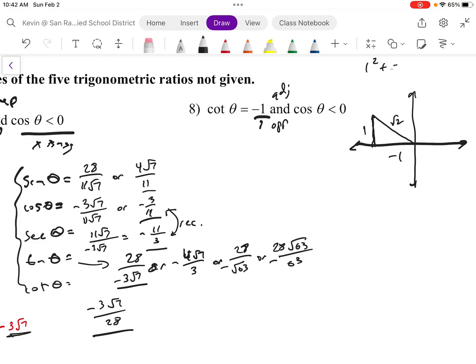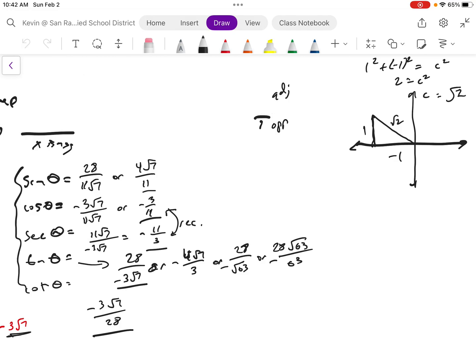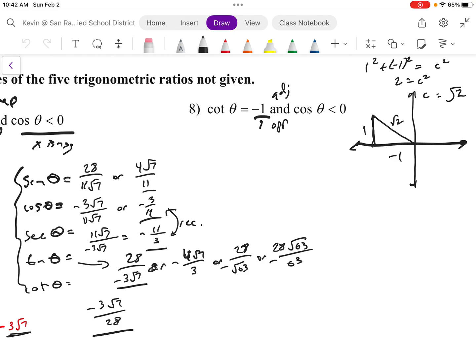Okay, and this would be square root of 2. You shouldn't need to do this, and it's positive because it's a hypotenuse. All right, so we can just do all of our sine theta. We know what, oh no, we don't. Cosine theta, cosecant theta, secant theta, and tangent theta.